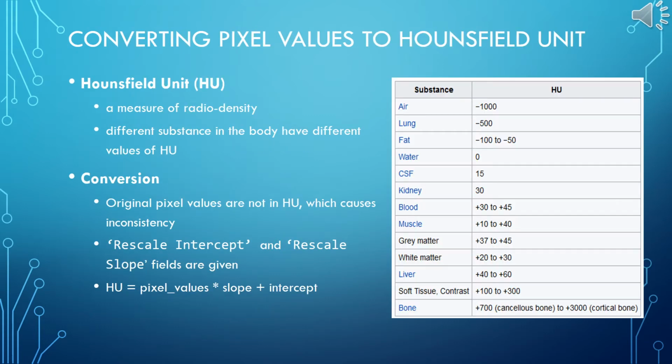Hounsfield unit is a measure of radial density. It can help us to identify different substances in the body. However, the original pixel values are not in HU, but we can calculate HU using this equation. The HU equals the pixel values multiplied by the slope values plus intercept values.